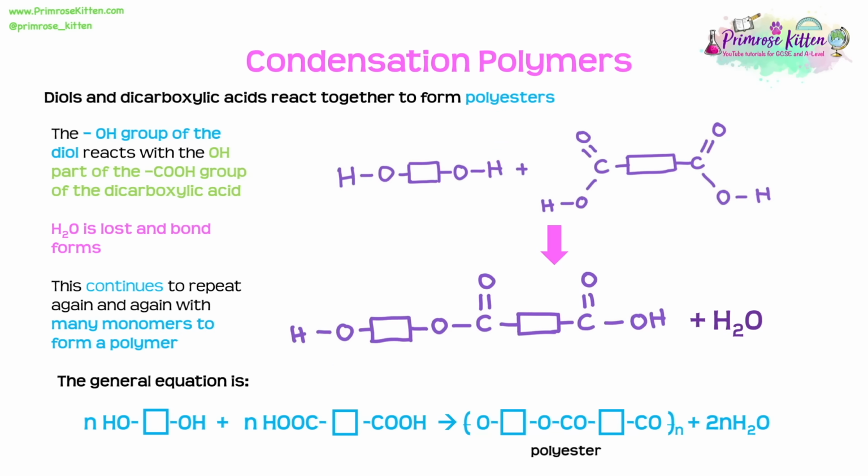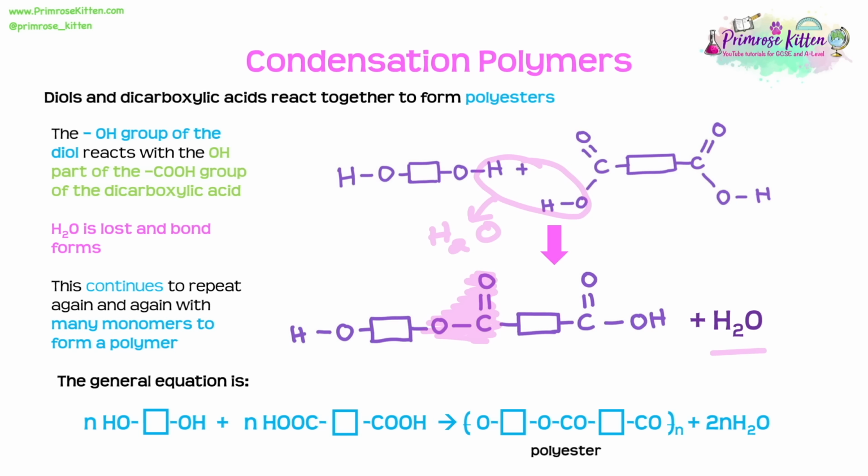Now, diols and dicarboxylic acids can react together to form polyesters. And what will happen is the OH group of the diol will react with the OH part of the carboxylic acid group, and we will form water. See what's happening here? We are going to remove the water. And this in turn will form this bond here. That is our ester bond. And here you can see we've removed one molecule of water.